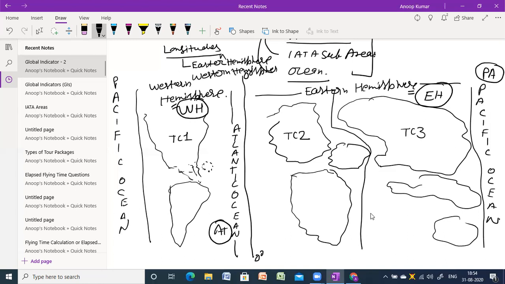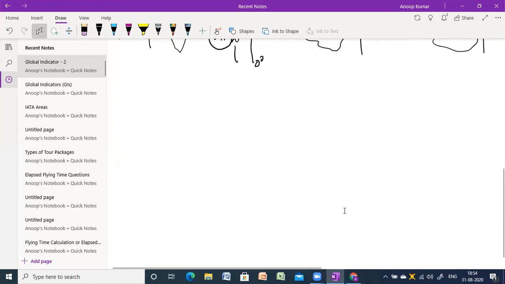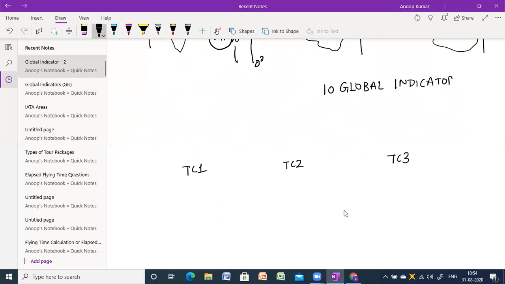Now let's move a bit ahead. This is basically TC1, TC2 and TC3. I explained to you that there are a total of 10 global indicators. So let us discuss in brief what these 10 global indicators are, and then we will take detailed examples and study each and every global indicator in detail.